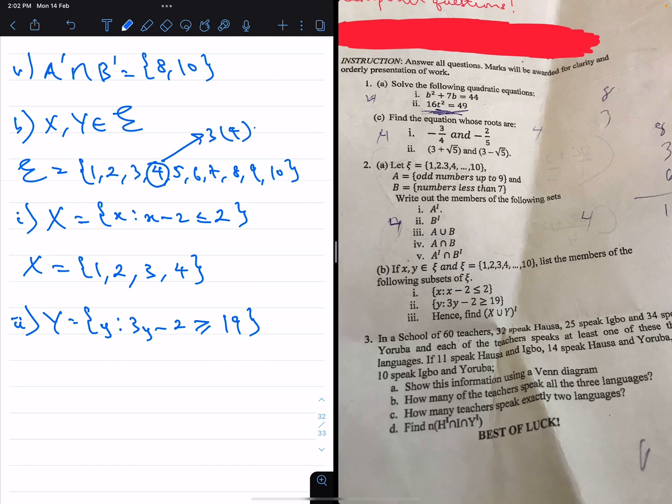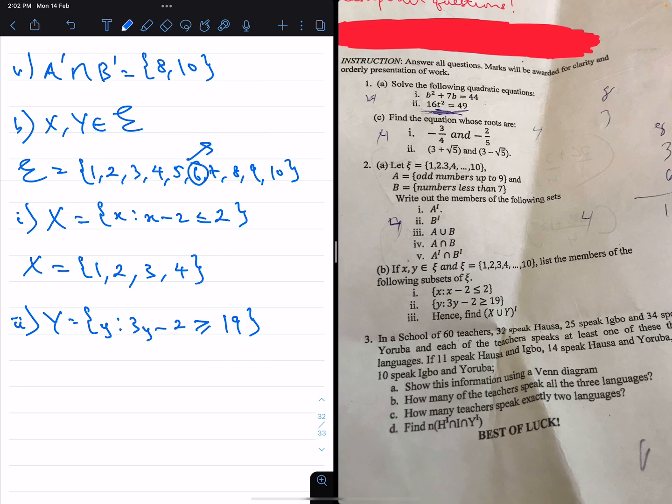3 times 4 minus 2 is equal to 12 minus 2, which is 10. 10 is not greater than or equal to 19. So 4 is not an element of the set y. We go to 5. 3 times 5 minus 2, that's 15 minus 2, which is 13. 13 is not greater than or equal to 19. So 5 is not an element of the set y.